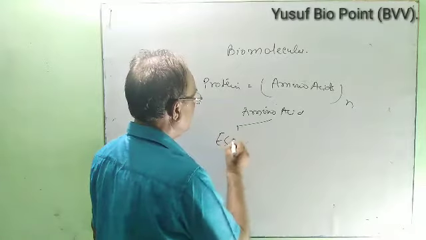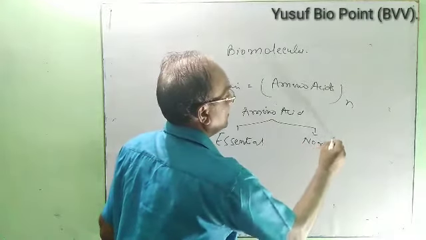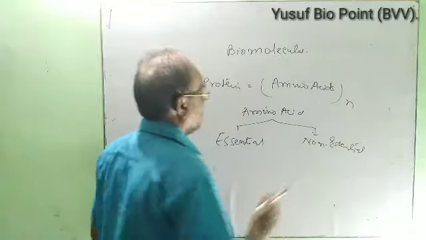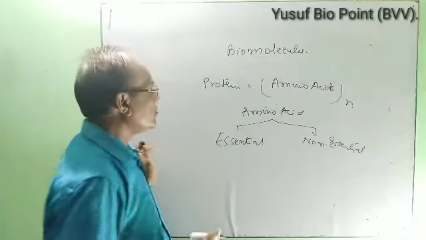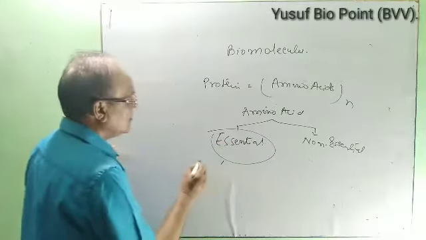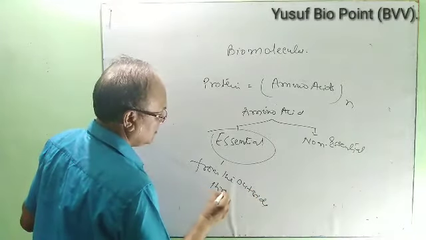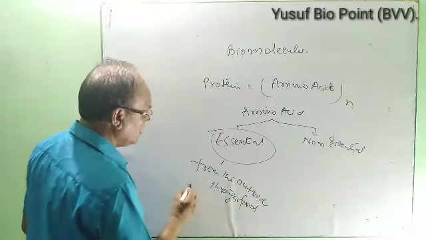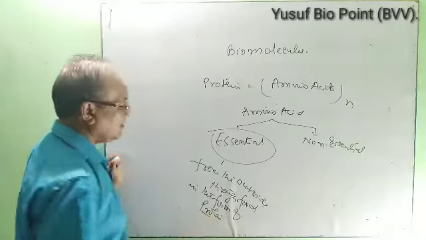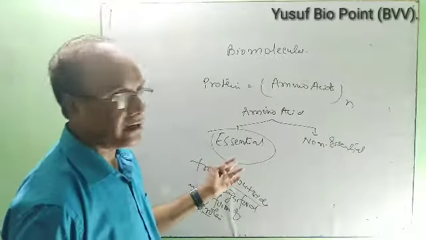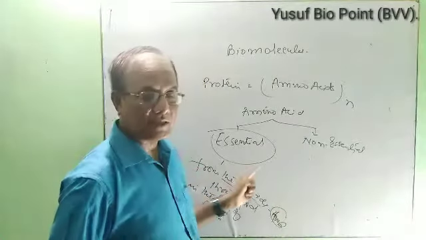One is essential and one is non-essential. One is essential amino acids and the next one is non-essential amino acids. Understand? So essential amino acids are those which we get from outside, with food in the form of protein. Those we get from outside with food are called essentials.